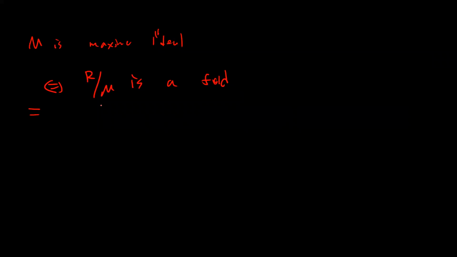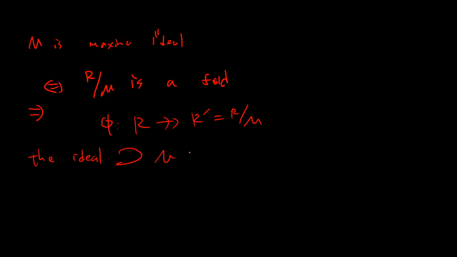What I would like to prove is that R quotient M is a field if and only if M is maximal. In order to prove it by the correspondence theorem, denote the map from R to R prime, which is R quotient M. By the correspondence theorem, the set of ideals containing M, which is the kernel, corresponds to the set of ideals of R prime.